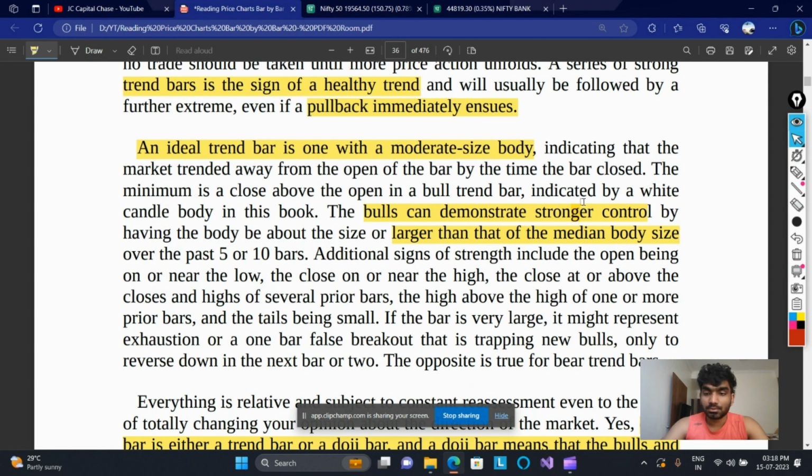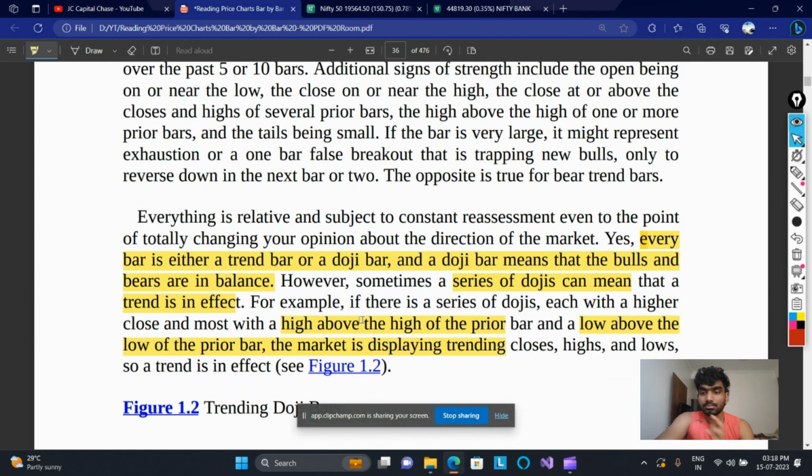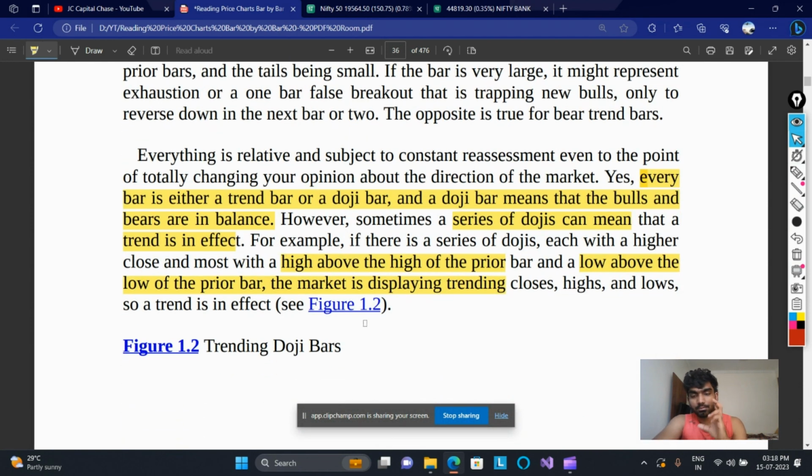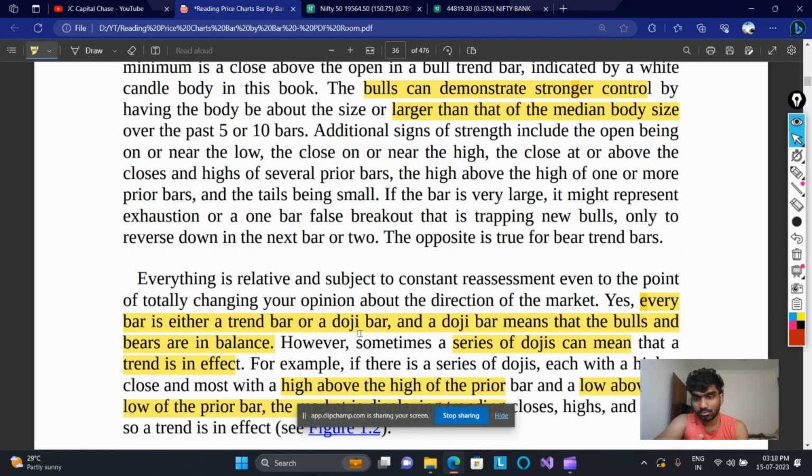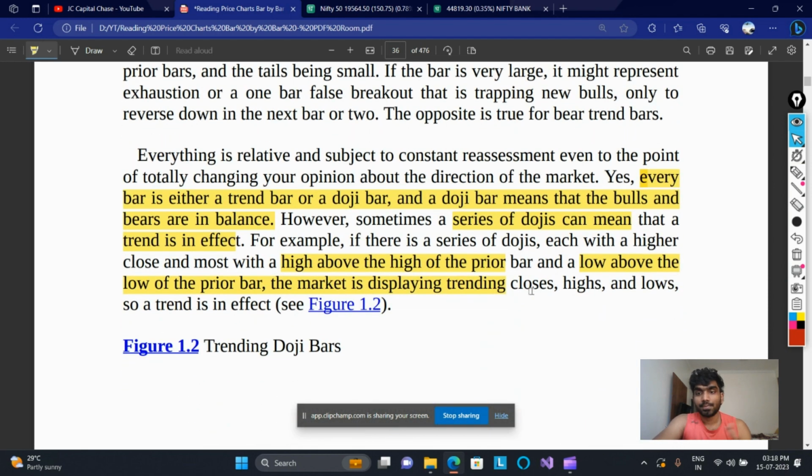Bulls can demonstrate stronger control if the body is about medium size. So it's very simple to understand. If the body is above average, whether it's bearish or bullish, it means that side is in control. If it is a bullish candle, the bulls are in control. If it is a bearish candle, the bears are in control. But every bar is either a trend bar or a doji bar.